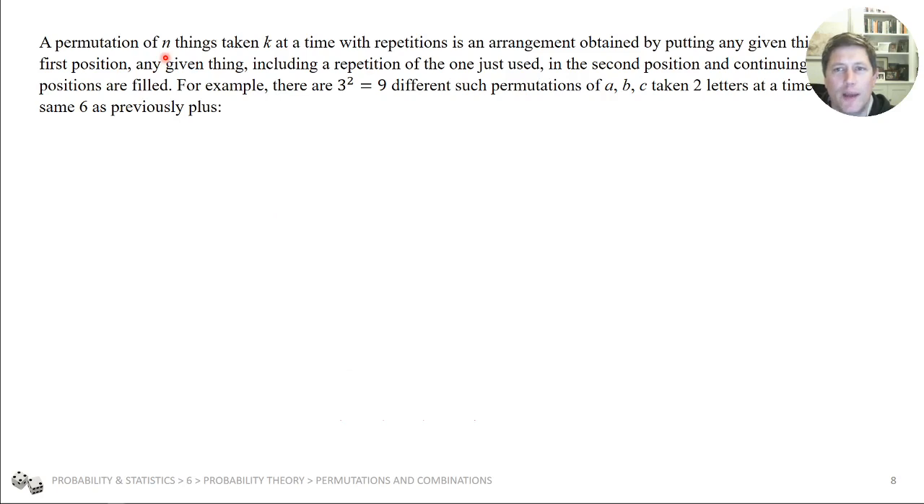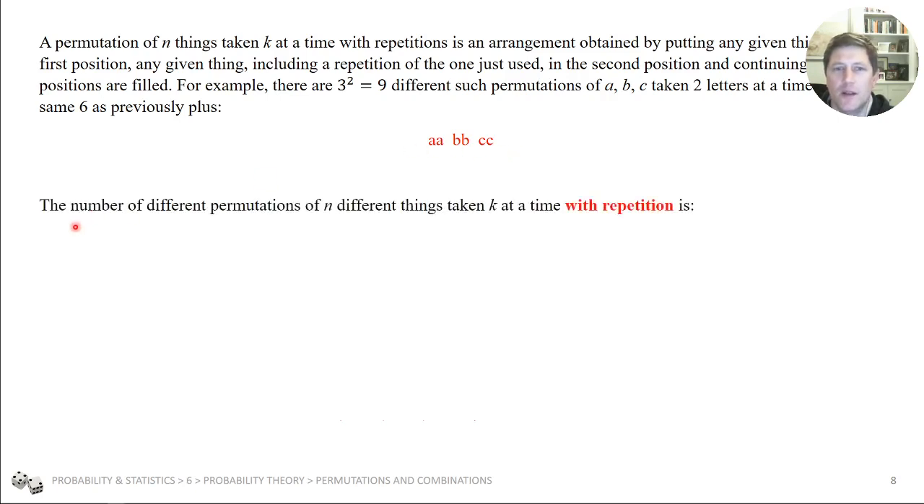So now we're going to look at what happens when repetition is included. A permutation of n things taken k at a time with repetitions is an arrangement obtained by putting any given thing in the first position, any given thing, including a repetition of the one just used, in the second position, and so on. Before, we weren't using the same letter twice, but if we were, we would add 3 extra combinations when we have 2 letters out of the A, B, and C, because now we could have AA, BB, and CC. So the number of different permutations of n things taken k at a time with repetition is n to the power k.